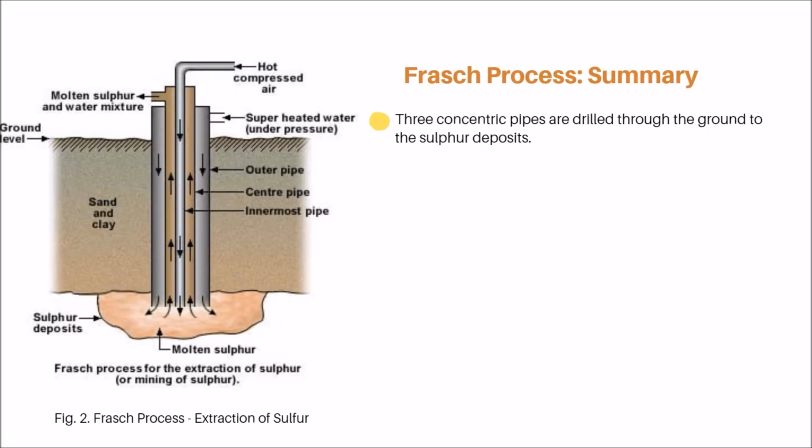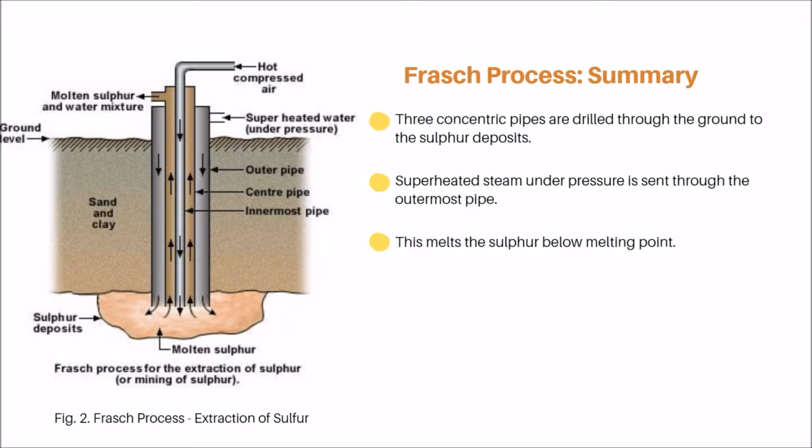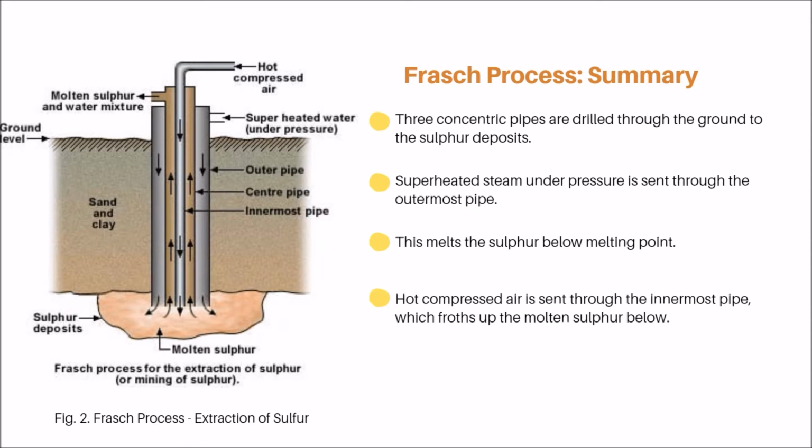In summary, three concentric pipes are drilled into the ground to the sulfur deposits. Then superheated steam under pressure is sent through the outermost pipe. This melts the sulfur, since the steam is above its melting point. Hot compressed air is sent through the innermost pipe, which froths up the molten sulfur below. The sulfur foam formed rises into the middle pipe and is then collected.